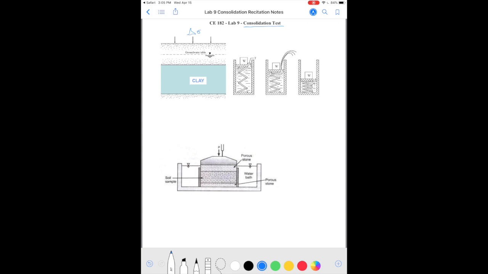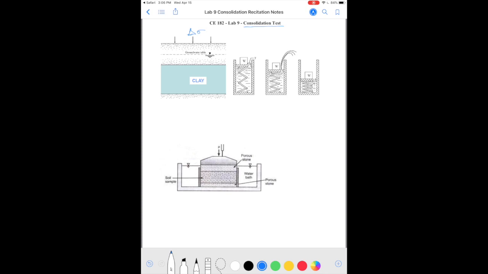Let's say we are going to construct a building here, or build an embankment, or we are going to put a fill, so a road could be constructed. And for any of these reasons, there could be an additional load applied, which we are going to call delta sigma. So here is a representation of what happens on the right side. When we apply the load delta sigma, the sand has high enough permeability that the water squeezes out in reaction and the sand settles immediately.